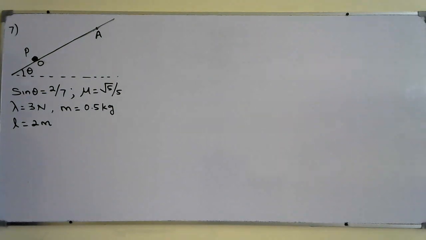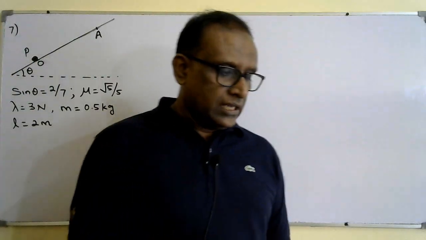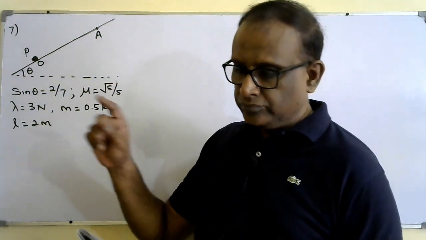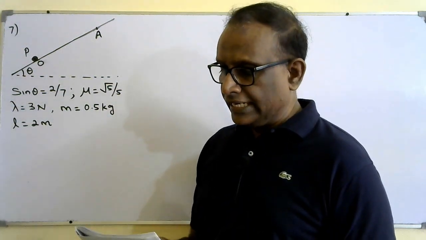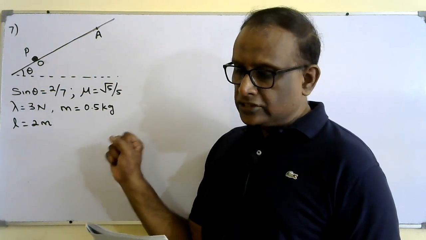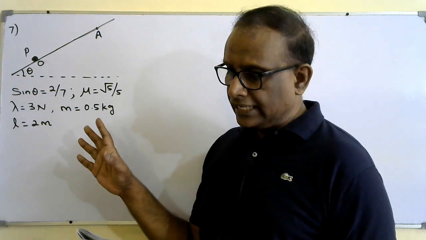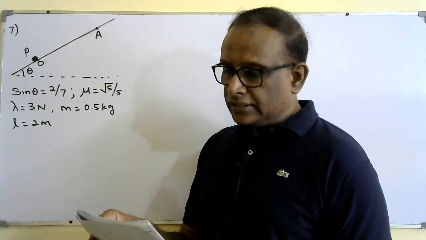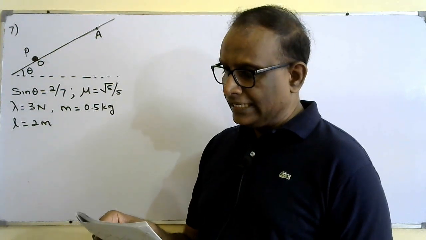Okay, question number 7 again on simple harmonic motion. A particle P of mass 0.5 kilogram is attached to one end of a light elastic string of natural length 2 meters, modulus of elasticity 3 Newton. The other end of the string is attached to a fixed point O on a rough plane. The plane is inclined at angle theta.